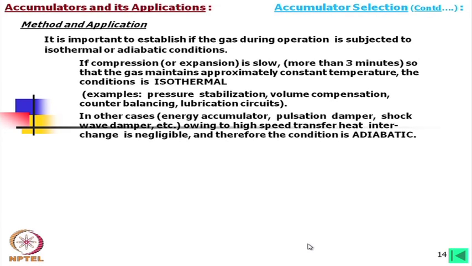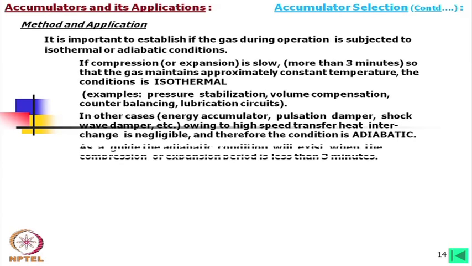In other cases, such as energy accumulator, pulsation damper, shock wave damper, etcetera, owing to high speed transfer, heat interchange is negligible and therefore the condition is adiabatic. Okay. As a guide, the adiabatic condition will exist when the compression or expansion period is less than 3 minutes. This guide is just a thumb rule. If it is less than 3 minutes, then you may consider the condition to be adiabatic. Okay.